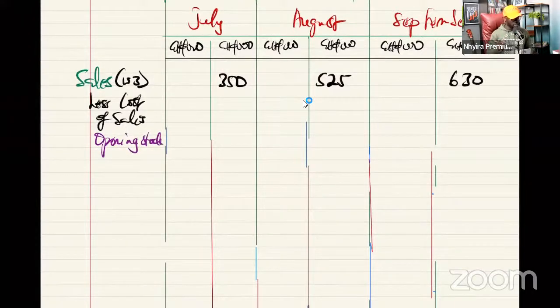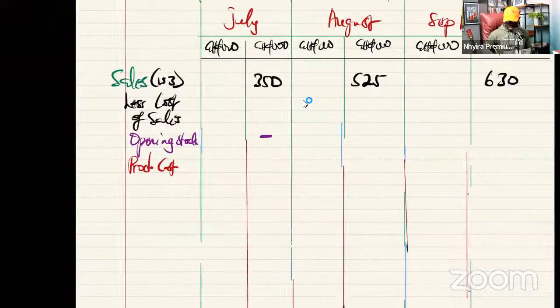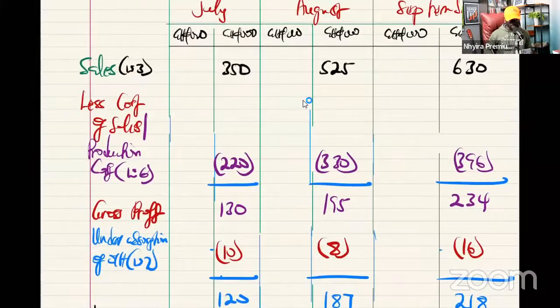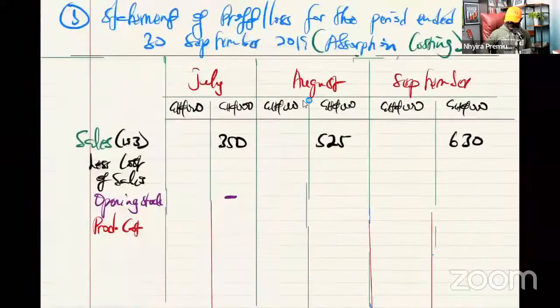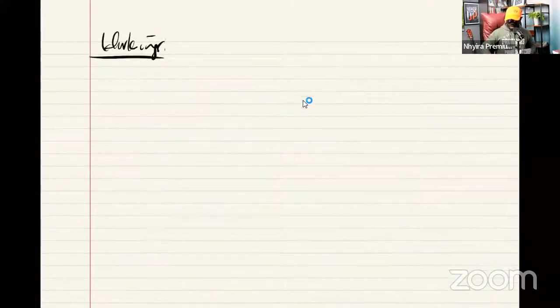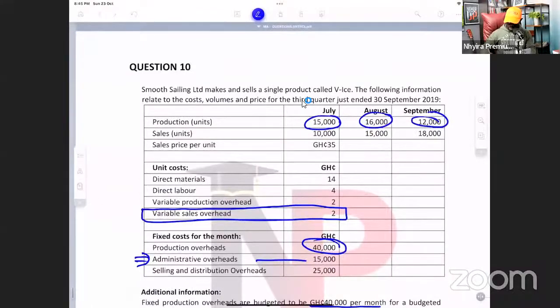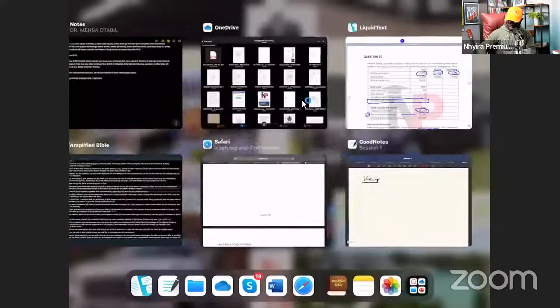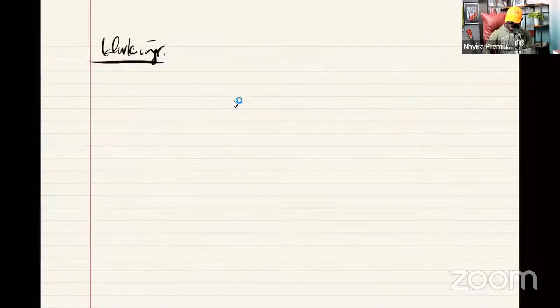Now remember, in July, there is no opening stock. So that's going to be dash. That's going to be dash. Then we bring in the production cost. We've already done production cost for July. That was the workings we did here for that period. Sorry, we would have to do workings for that. Let me bring it here. Production cost. So we have to go and pick the production units, which I have picked earlier. Let me go pick it up from here.